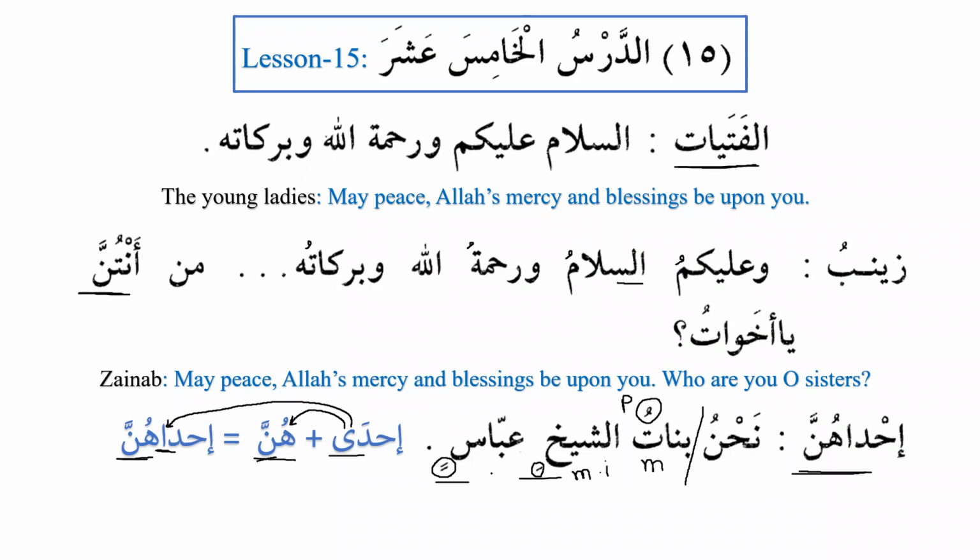Now we have learned that a noun is majroor for two reasons: when it comes after harf jar, and when it is mudaf ilayh. The third reason we have seen today is that it is also majroor if it is the badal of a noun, and the noun that comes before it is also majroor. So this is majroor, and that's why this is also majroor. I hope inshallah it's clear. So one of them says, we are the daughters of Sheikh Abbas.